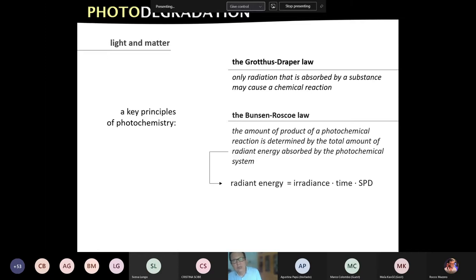So the spectral characteristics of the object, because as the first law stated on the slide says, only absorbed radiation could cause any damage. Yes, so if we have an object which is white or nearly white, it will reflect most of the radiation. So the danger of photodegradation is smaller than for darker objects which absorb a higher percentage of radiation.